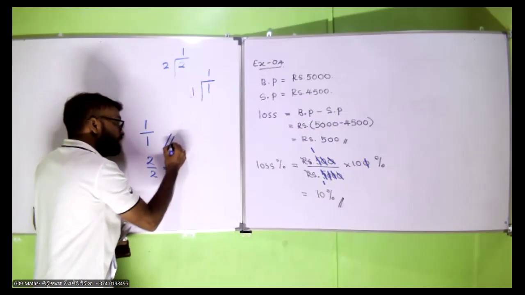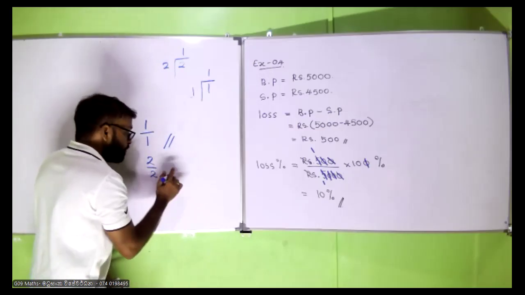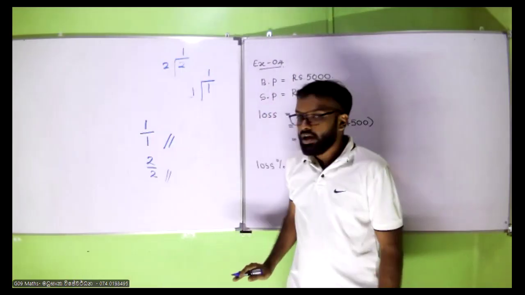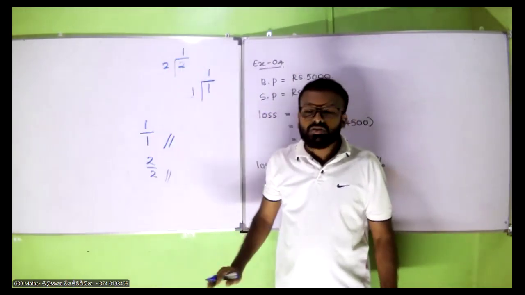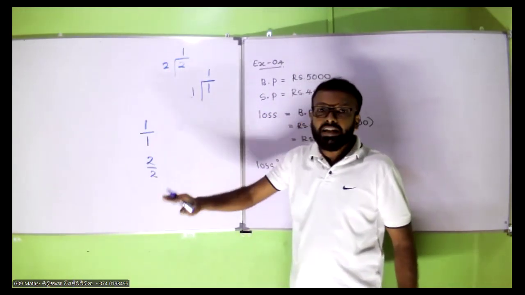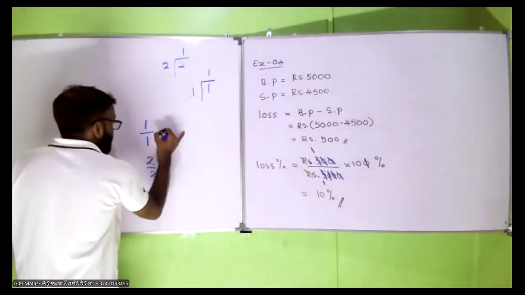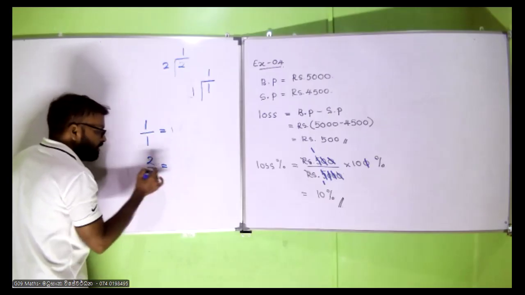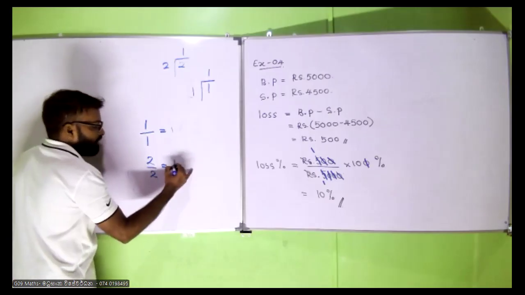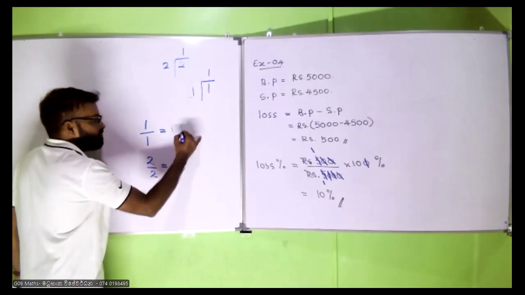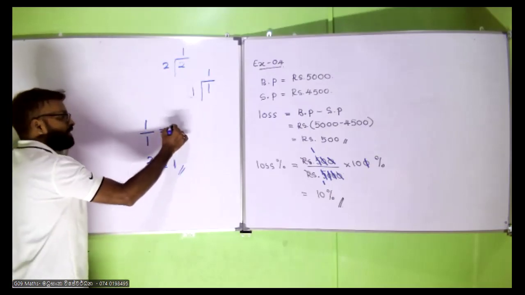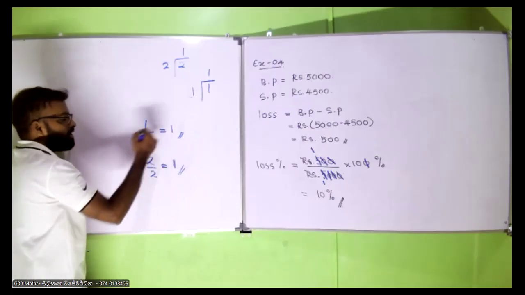Don't put 2 dashes. End your answer. Please end it up: 1 divided by 1 equals 1. 2 divided by 2 equals 1. This is the final answer. Then put 2 dashes at the end, because this is the final answer. 1 is the final answer.